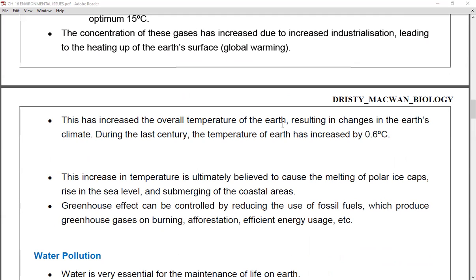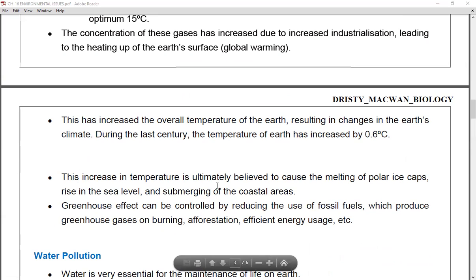This has increased the overall temperature of the earth. Due to global warming, the temperature which should be maintained at 15 degrees Celsius has increased, and this results in changes in the earth's climate, right? During the last century, the temperature of the earth has increased by 0.6 degree Celsius.